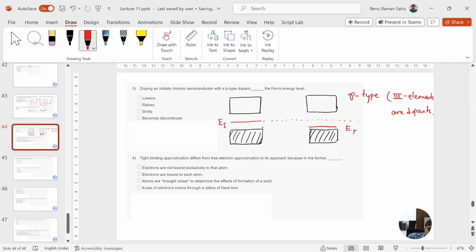It lowers, and becomes discontinued, shifts. Shifts also, right? Yeah. Okay. What is the answer of the fourth question?